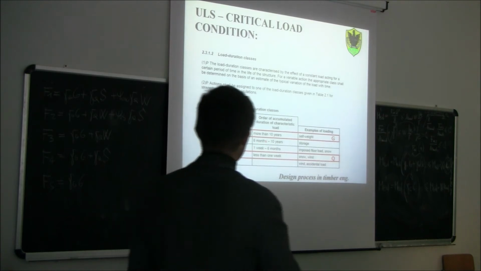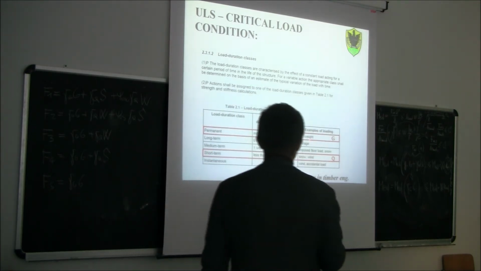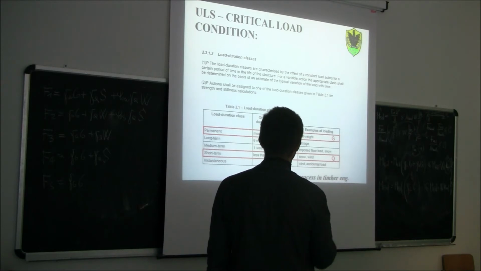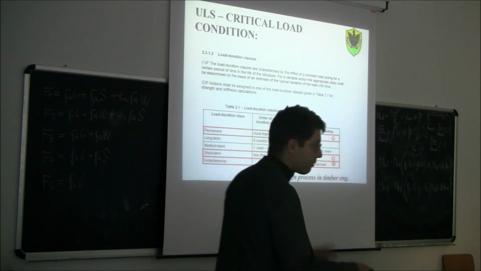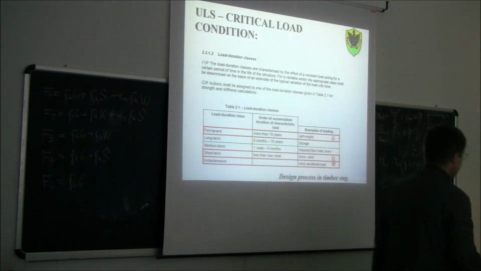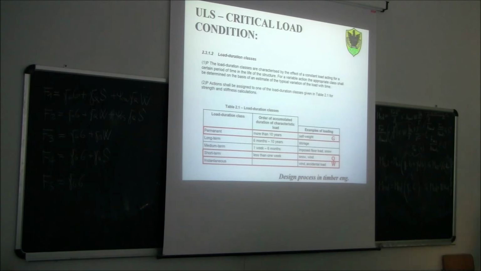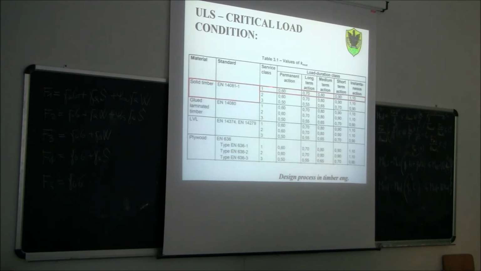So first of all, you need to assign each load to a load duration class. Self-weight is permanent. Then the snow is short term, and the wind is instantaneous. There are 3 load duration classes. The hypothesis was that this pillar was heated in those conditions, meaning service class 1. And then from here, solid timber, service class 1, you get the value of K mod for permanent, for short term, which is the snow, and for instantaneous, which is the wind.